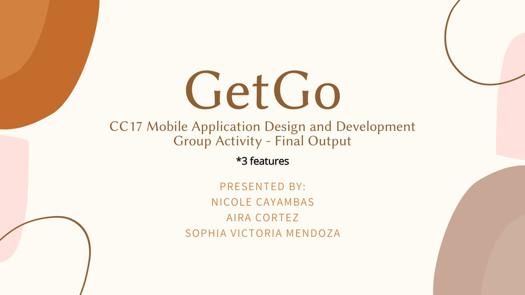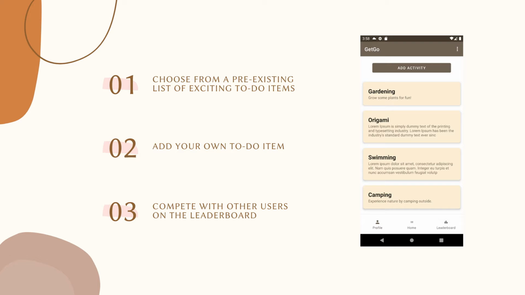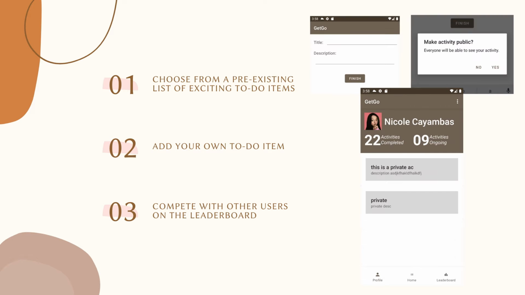GetGo has 4 features. First, GetGo contains a curated list of interesting activities you can do. An activity contains a description to tell you how to do a specific activity. Second, a user can create their own to-do item and share it with everyone in the app. They can also keep it to themselves if they want.